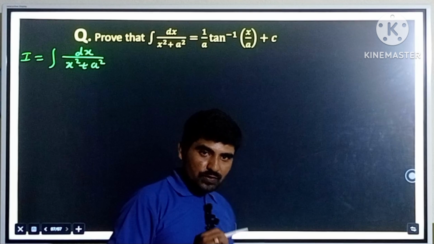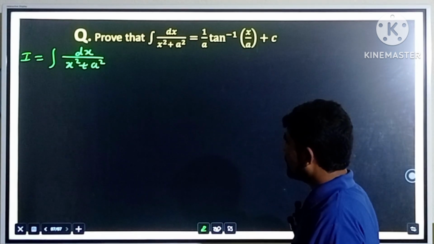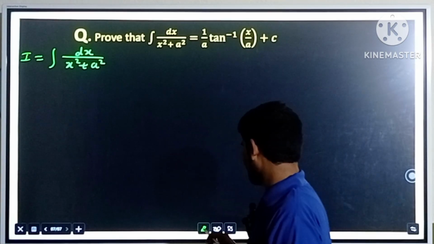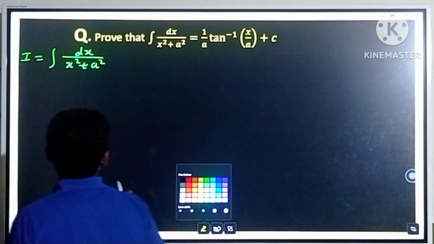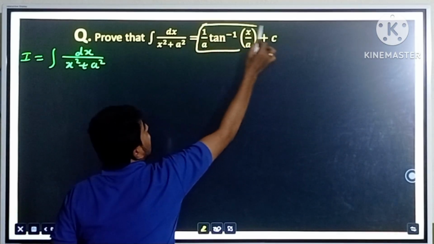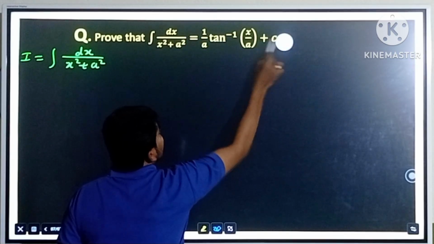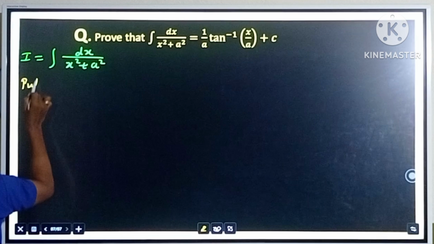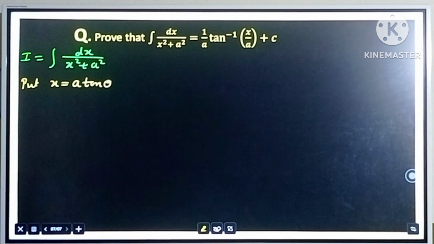So to prove this standard format, I am going to take the value of x is equals to a tan theta. See what I am going to substitute here: x is equals to a tan theta. What we have to prove here is 1 by a into tan inverse of x by a plus c. So to prove this, I am going to substitute, put x is equals to a tan theta. I hope all of you understanding.